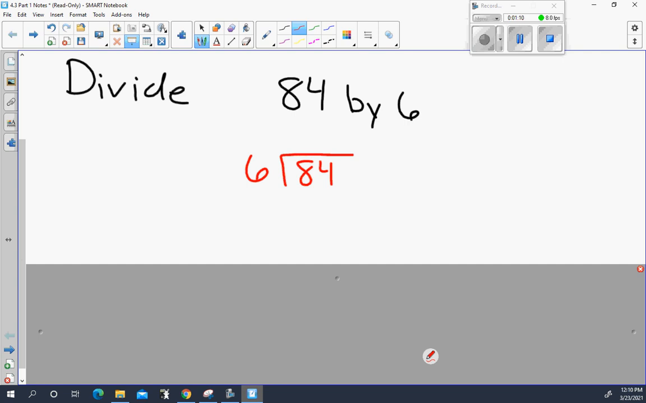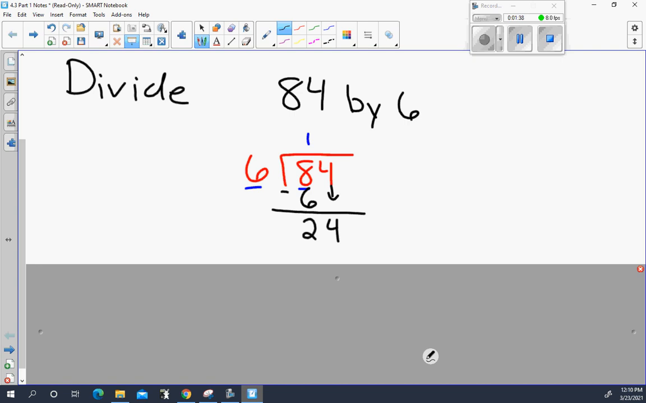And we divide by saying, well, how many times does 6 go into 8? You should be saying 1. 1 time. Well, that's 6. It goes in 1 time. What do we get? We get 6. So we subtract. What's 8 minus 6? 2. And then we bring down what's left over. We bring down that 4. And that is long division.